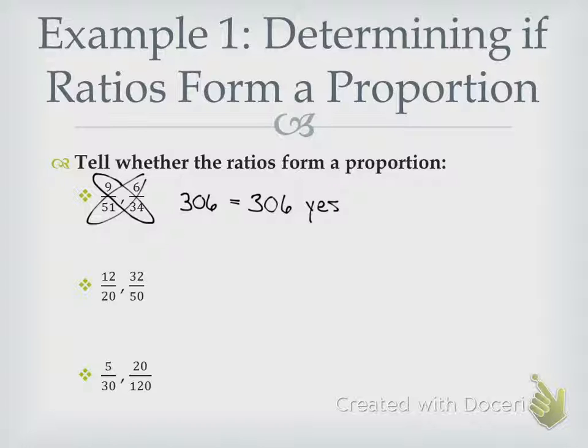Now, on your homework tonight, you must show me what that number is once you multiply. You can't just say yes or no. So actually multiply it out. If it's the same, it's yes. If they're different, it's no. All right, let's do the next one.